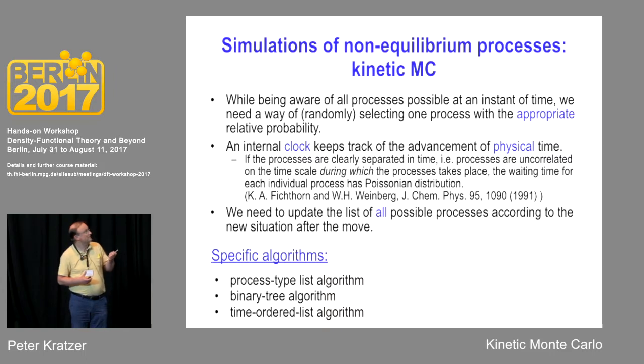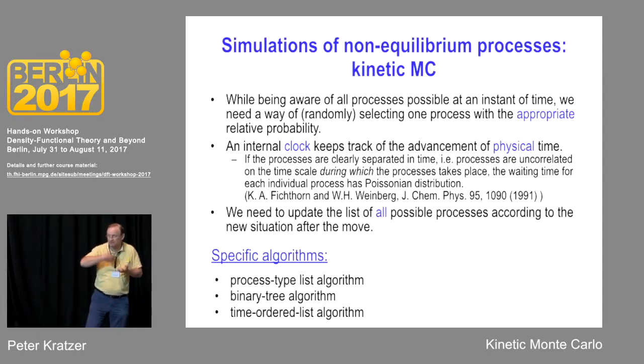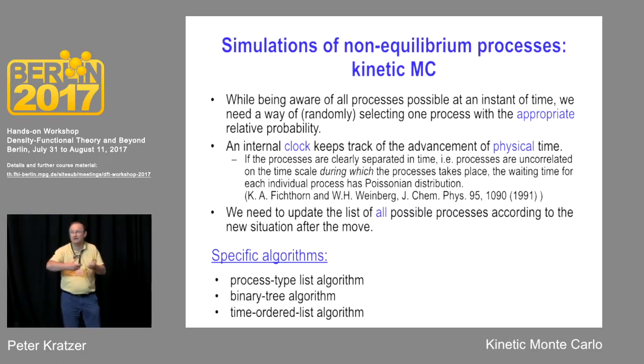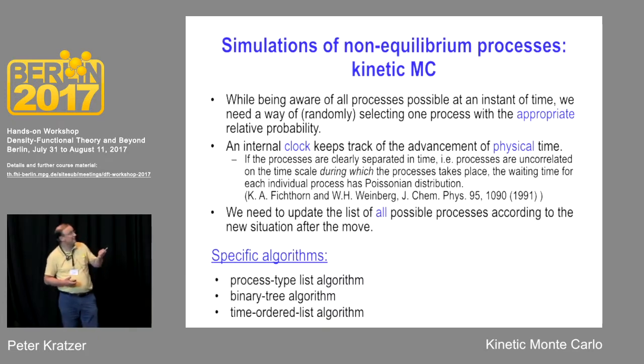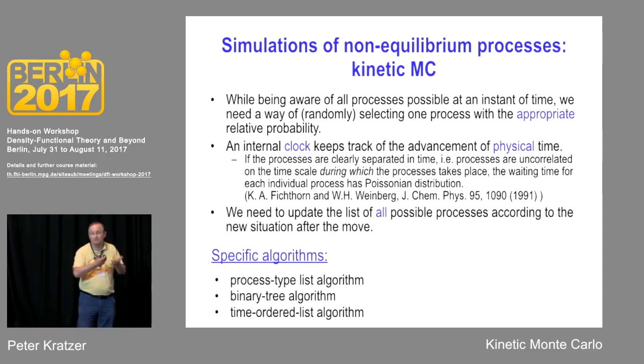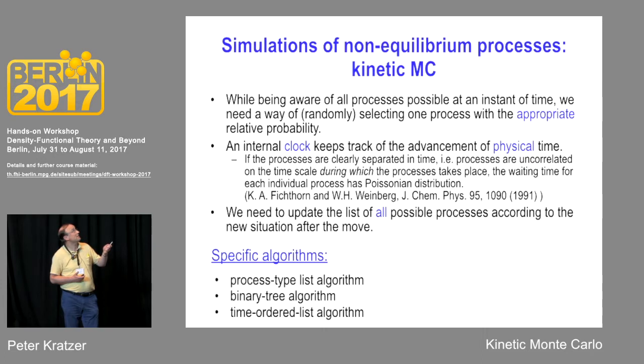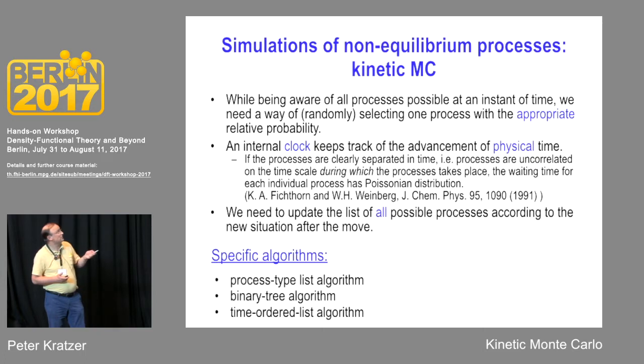So we need a clock. We need to advance the clock by physical time. Now there is a statement here when this is appropriate, and you need a separation of time scales. Individual flipping processes can be very fast, but then there is a waiting time before the next process happens. And if this is clearly separated, the process itself and the waiting time, then you can say the waiting times have a Poissonian distribution. So I know the distribution of the waiting time, and this can be used to update the clock. And then after you have made a certain move, you need to update the list of all possible processes. There are specific algorithms. That is more or less a matter of computational efficiency. And you will see what it is.